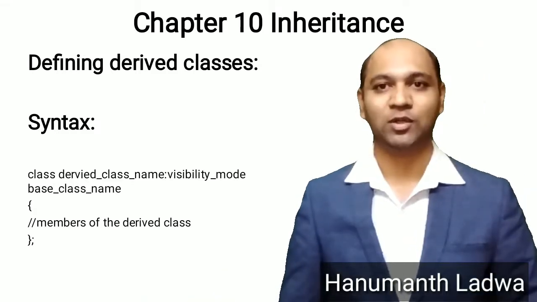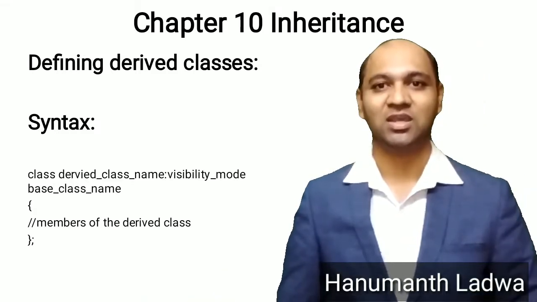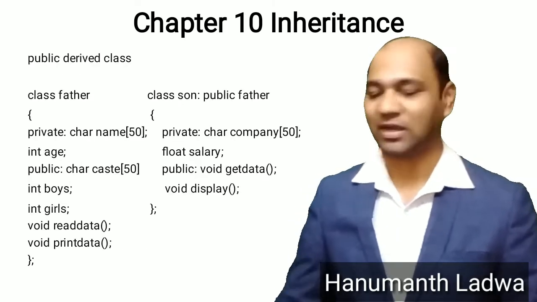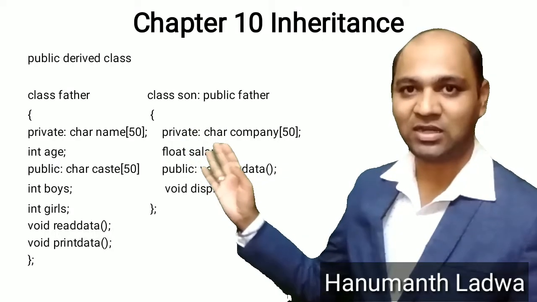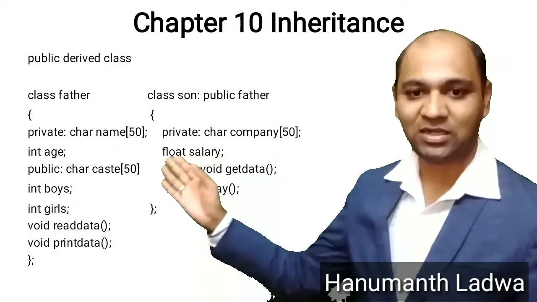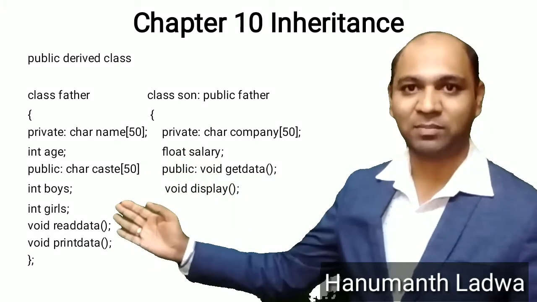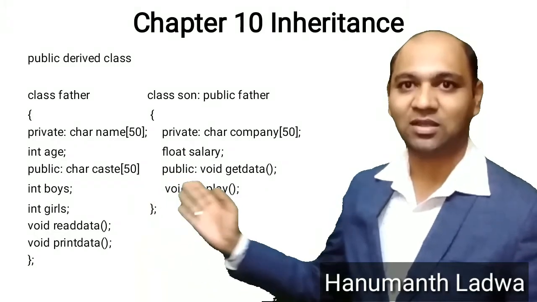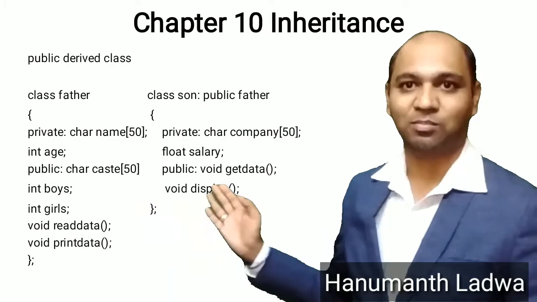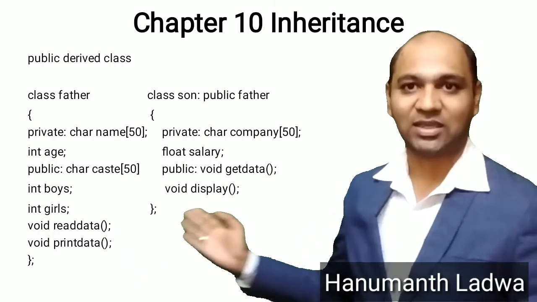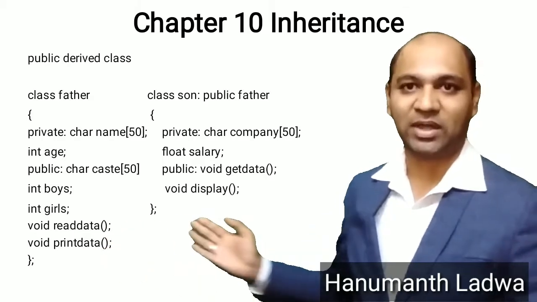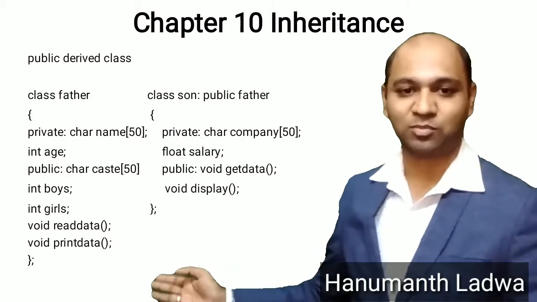Now let us take an example to show how exactly the derived class can be defined using different visibility modes. Let us define class father and then curly open brace. Here we write private char name and int age, and then public member access specifier char caste, int boys, int girls, and then void read data and void print data, curly closing brace, and put a semicolon.